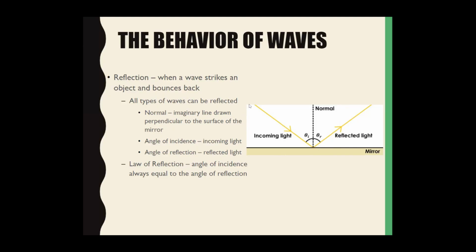The angle of incidence is the incoming light. So incidence meaning incoming light. So the angle of incidence is the angle of the light as it comes in. The angle of reflection is the angle as it's reflected out. The law of reflection says that these two angles are identical. So if light is coming in at a 30 degree angle, it's going to reflect at 30 degrees.